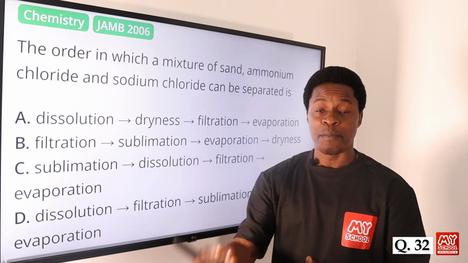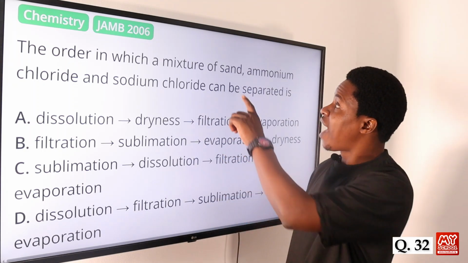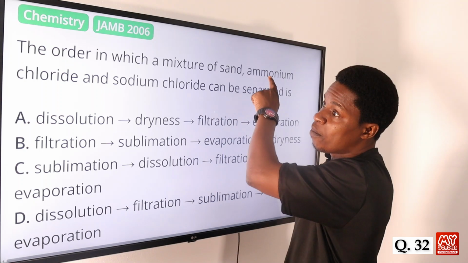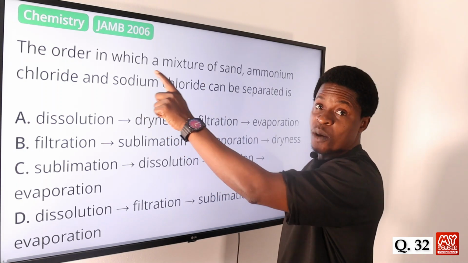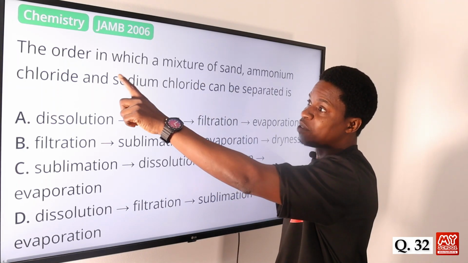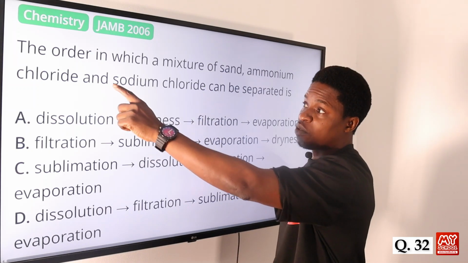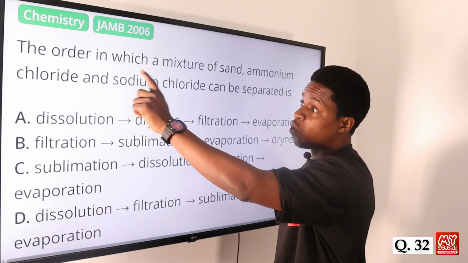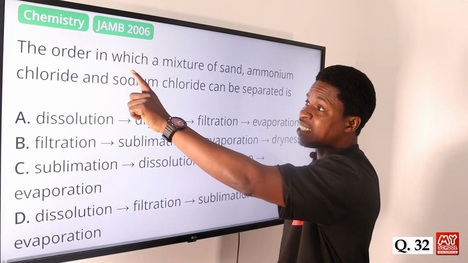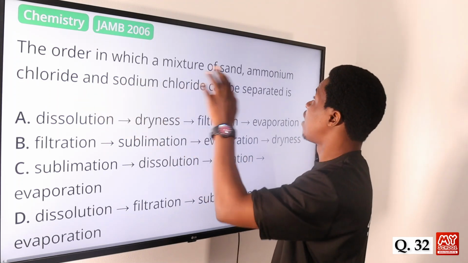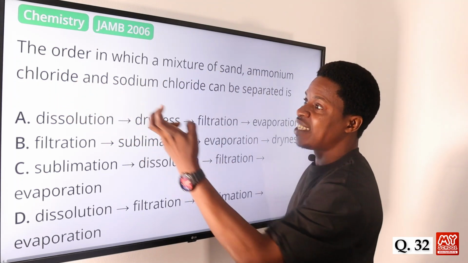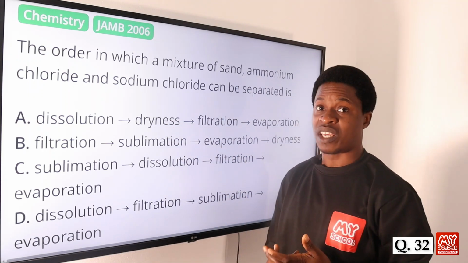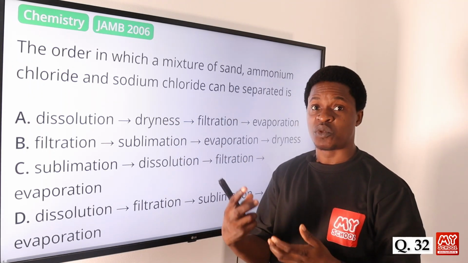That will determine the approach, the technique to use. Now we have sand here, we have ammonium chloride, and then we have sodium chloride. Of course, you agree with me that sodium chloride is a soluble salt. If you dissolve it in water, it will dissolve. And then you have ammonium chloride. Ammonium chloride is a sublimable salt. If you apply heat, it will sublime.